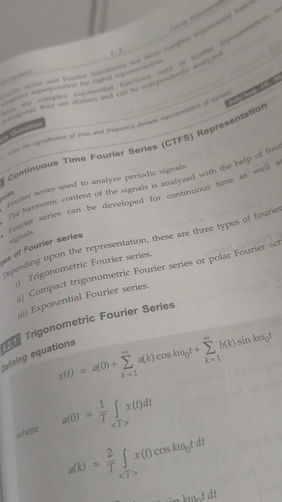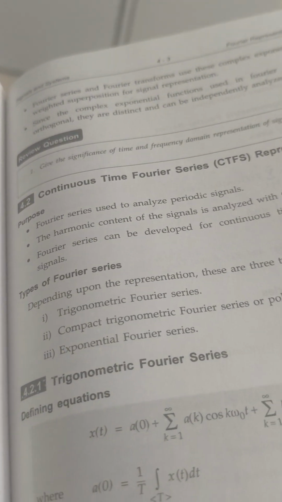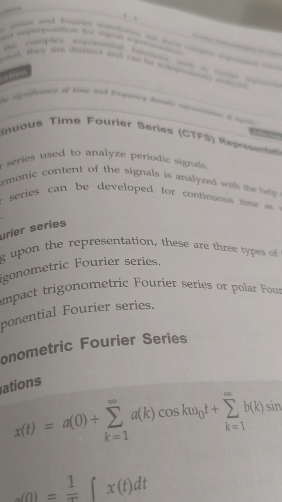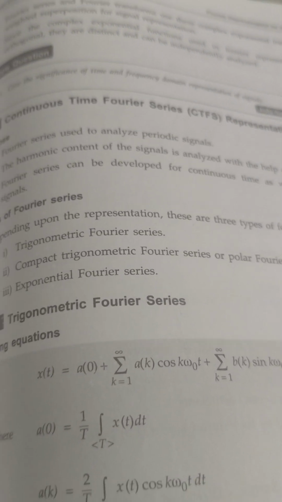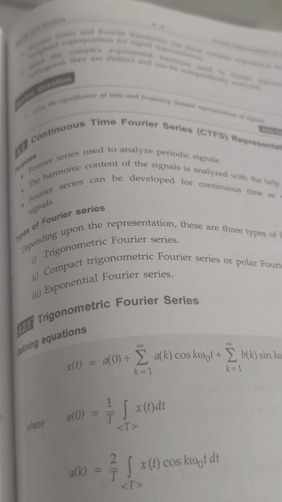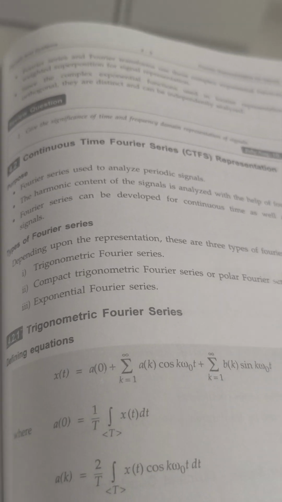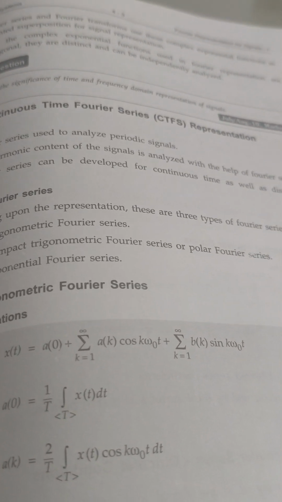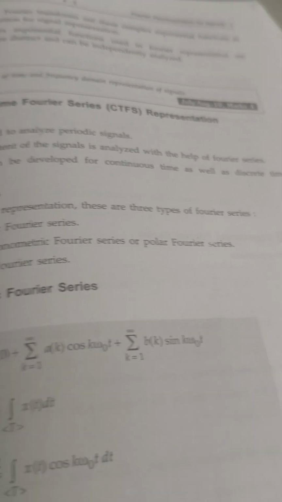We can represent a signal as a Fourier series to analyze it. Fourier series are used to analyze periodic signals. Suppose some signal is periodic, then with a Fourier series we can analyze the signal. Why do we use the Fourier series? To analyze the quality of the signal, how much noise is there, how much distortion is there. The harmonic content of the signal is analyzed with the help of Fourier series.